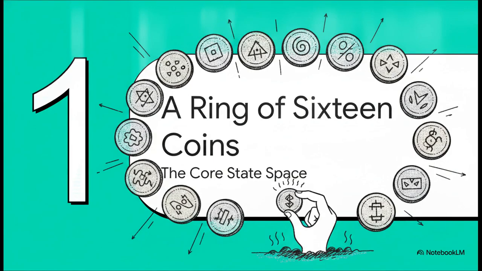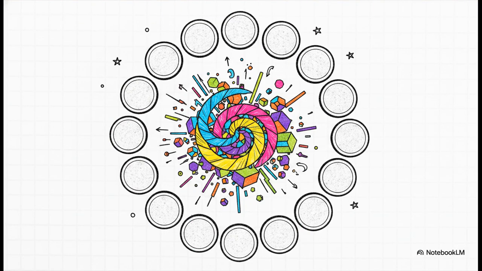Let's jump right into section 1, a ring of 16 coins, the core state space. So I want you to picture a simple ring of exactly 16 coins. Essentially, this represents a 16-bit computational register. And what's absolutely incredible is that everything in the GL16-2 model, from the helical forms of DNA all the way up to the architecture of high-dimensional polytopes, emerges entirely from this remarkably tiny space. It's literally just a foundational bit ring.